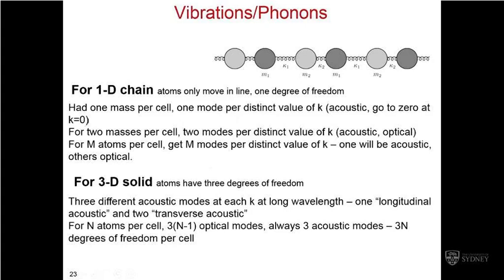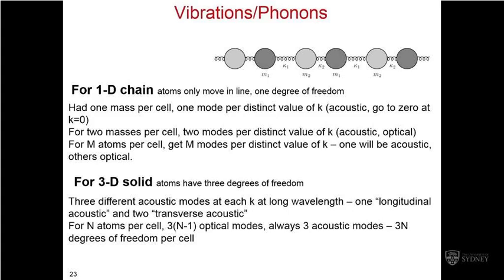If we have 2 masses per cell, which we just did, for any given value of k vector, we get 2 modes because we get 2 bands now. We get the acoustic, as we saw, and the optical band. If we want to extend to m atoms in the unit cell, we will get m modes per distinct value of k. So if you have m atoms in your unit cell, at a given k point, you will have m bands.